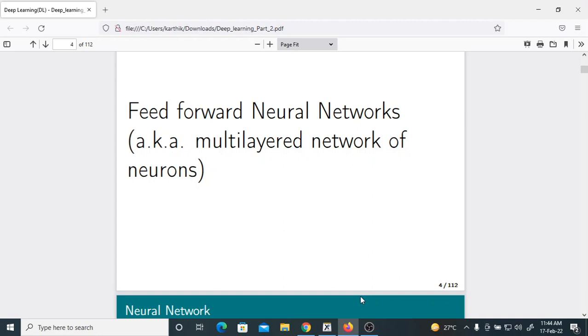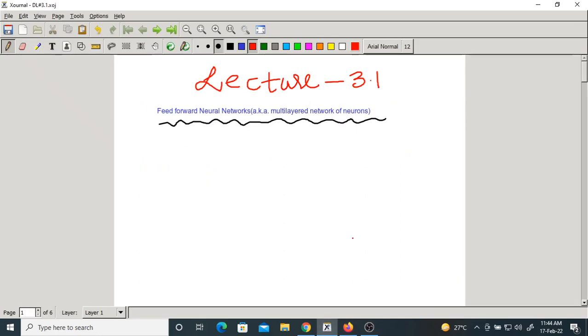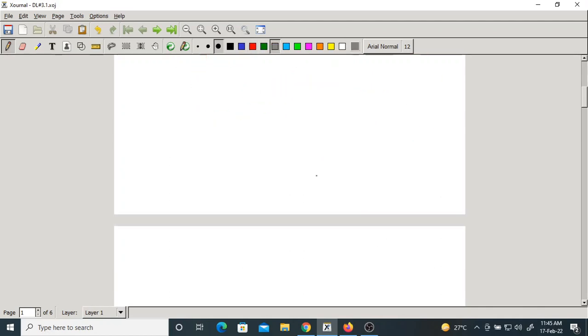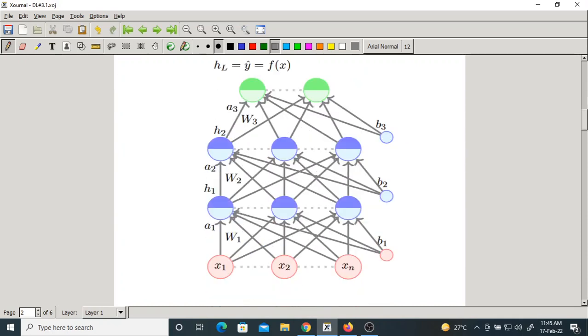Today we'll discuss something about feed forward neural networks, also known as multi-layer network of neurons or simply deep neural network. So this is simply a deep neural network, or you can also call it a neural network. Now, this is the neural network.